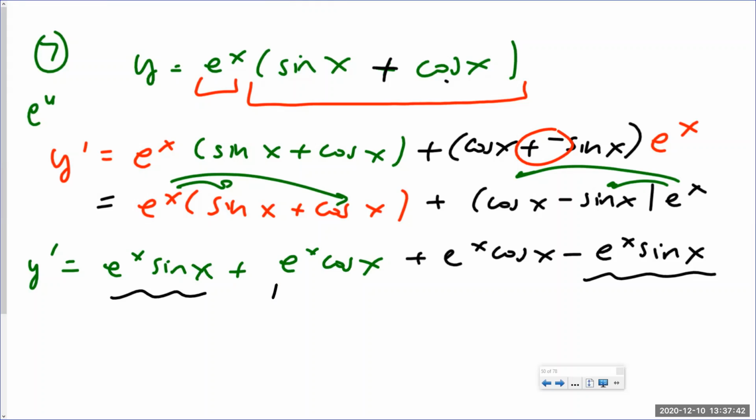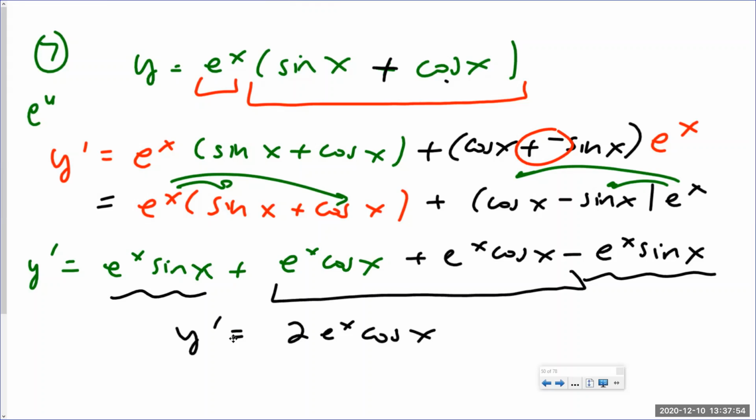So all you have left are these two things. But these two things are exactly the same. So if you have two of the same things, what's the answer? 2 e to the x cosine x. And that's your y prime. Is it just one derivative? Yeah, it's just y prime.